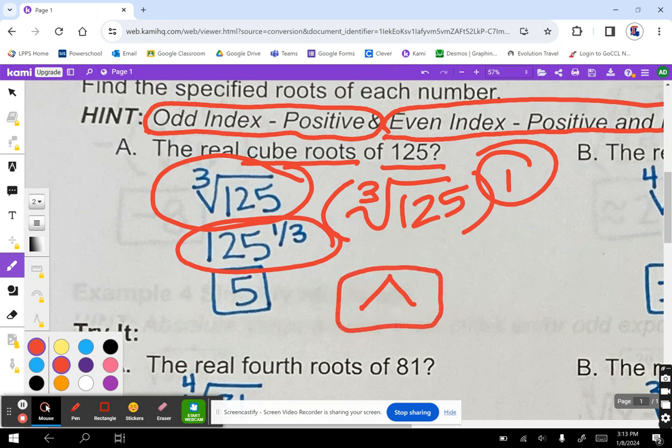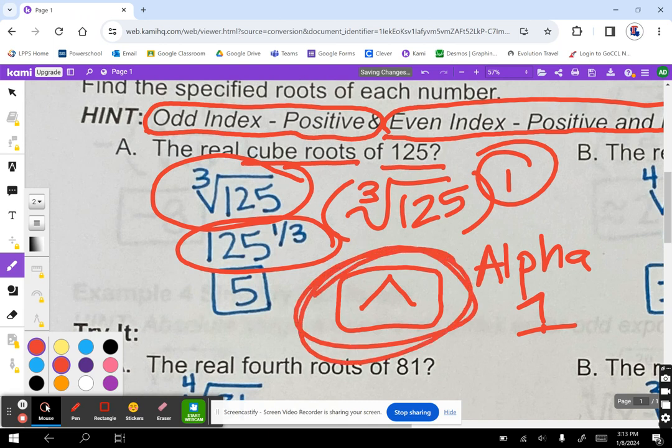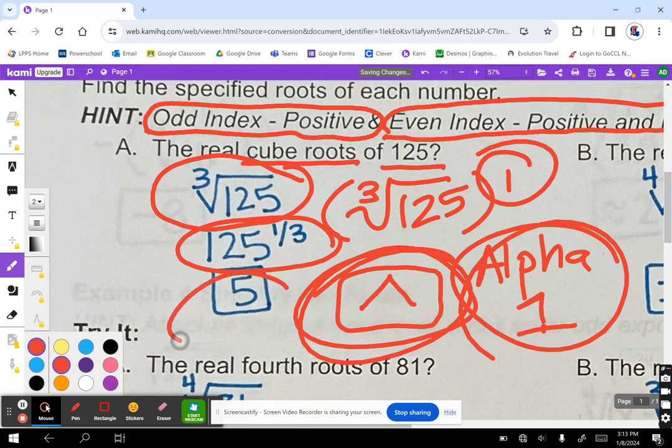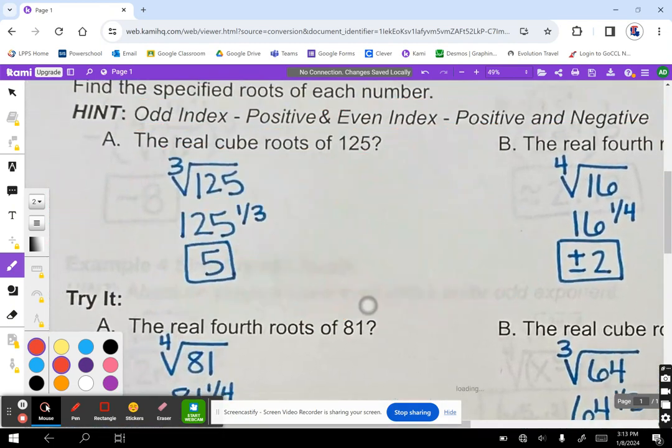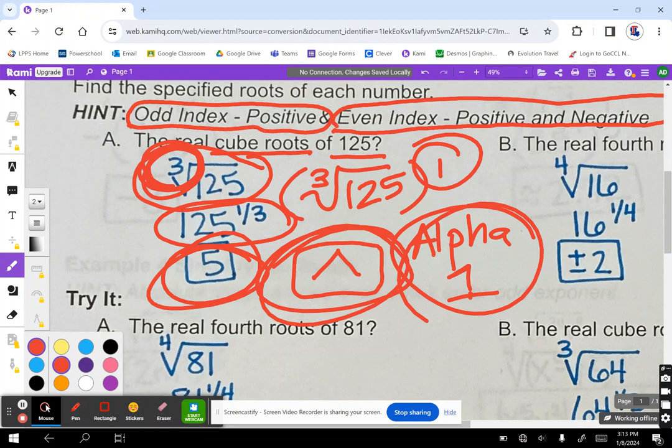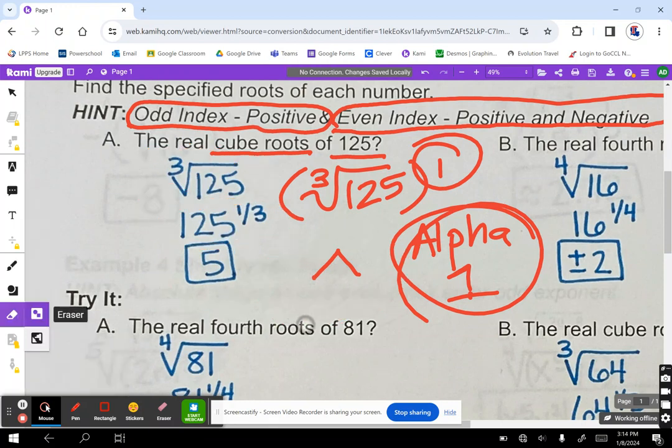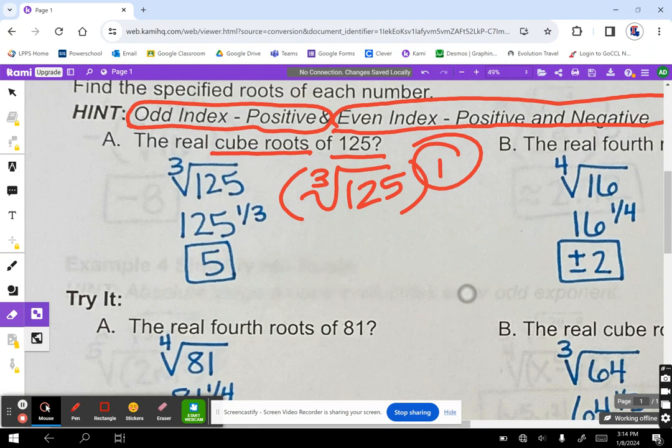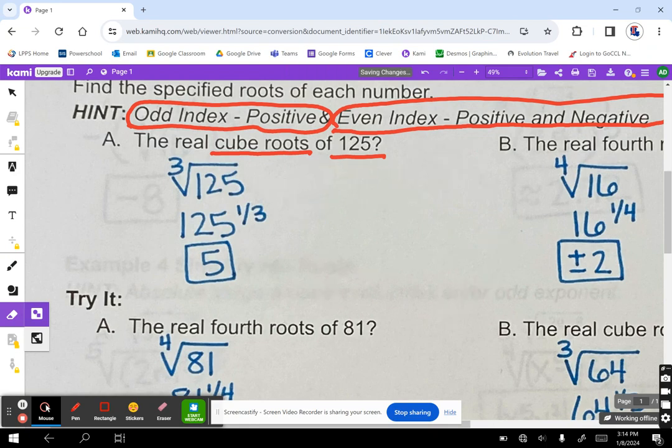So type in 125, click that button, and then 1 over 3 to type in a fraction. Remember, fraction is alpha option 1. Alpha option number 1, if you click number 1, it'll give you a fraction. So click 125, your exponent button, and then alpha option 1 will give you a fraction where you type in 1 over 3. Click enter, and your calculator will give you 5. Okay, so because our index is odd, because our index is 3, then my answer is going to be only the positive answer, only positive 5.